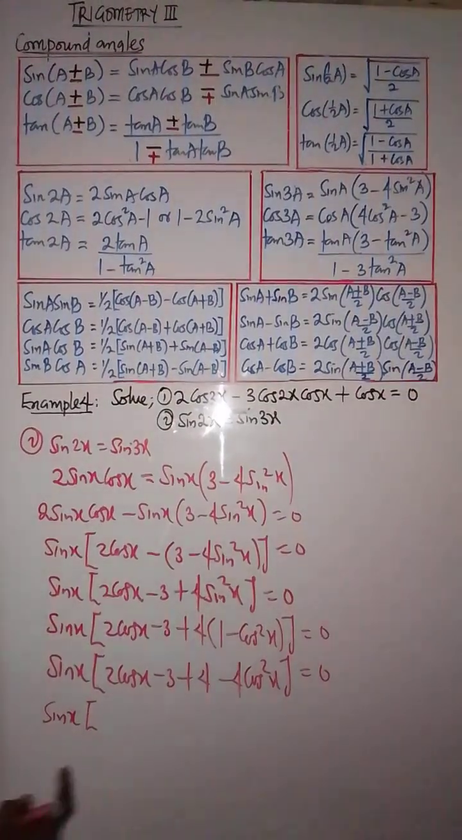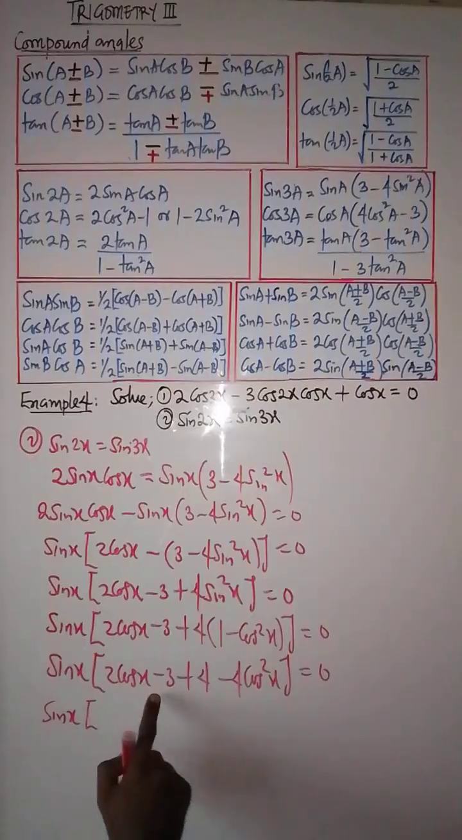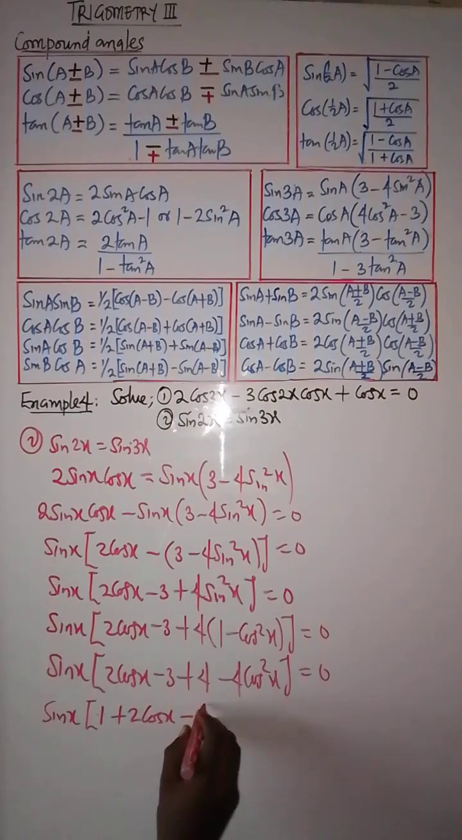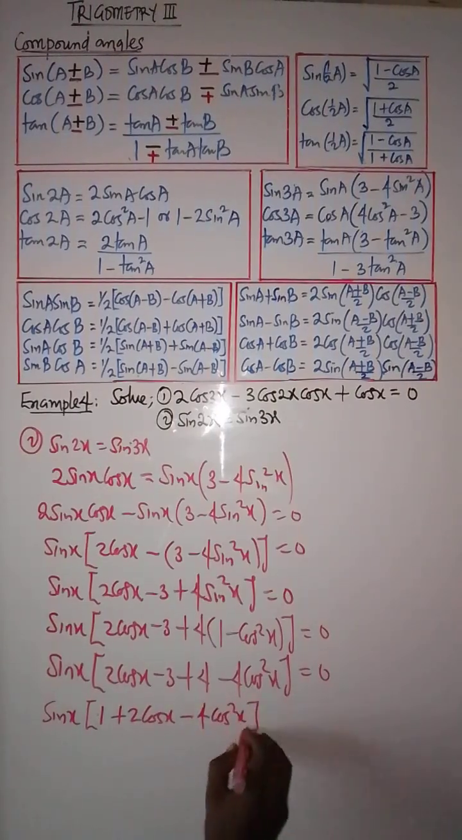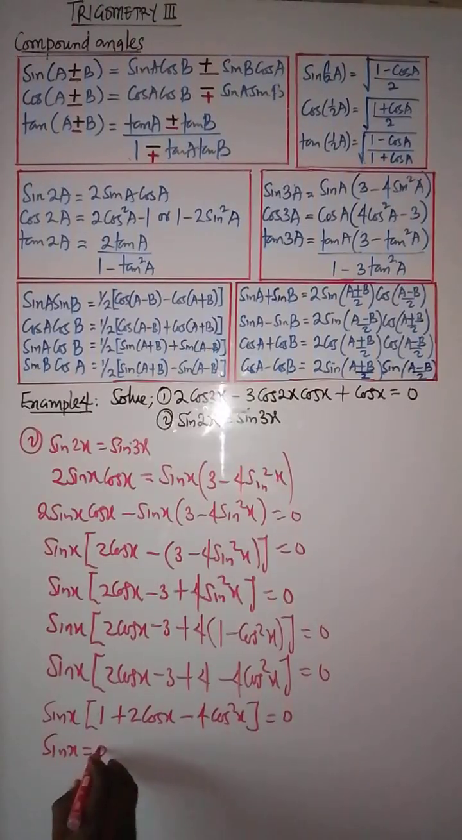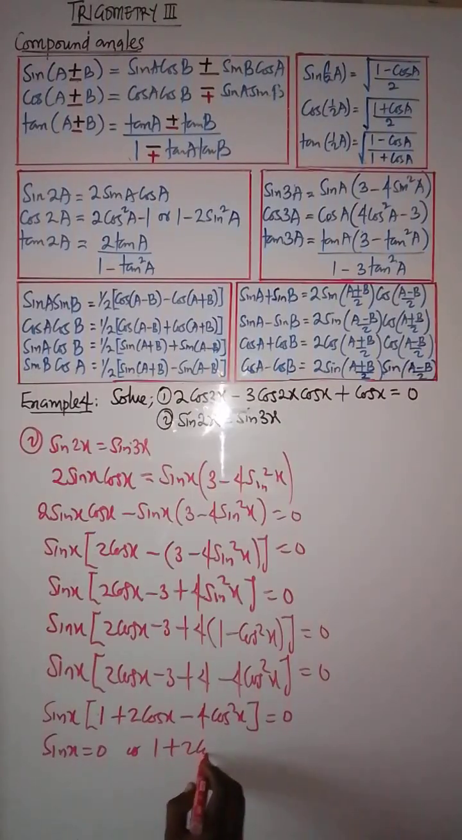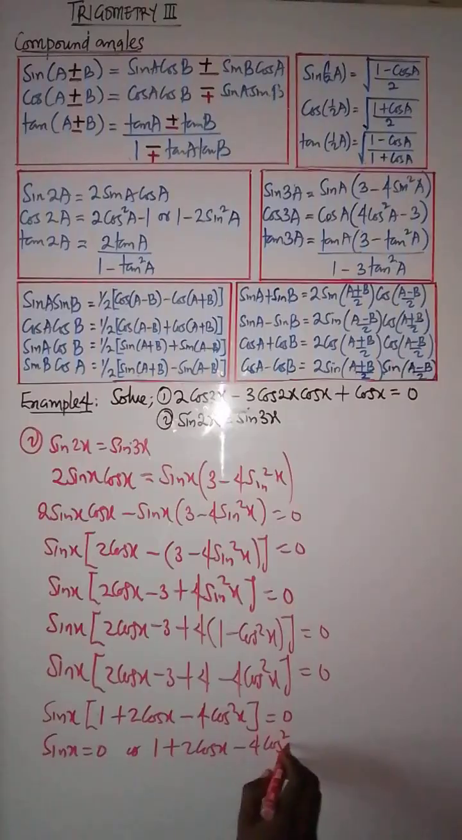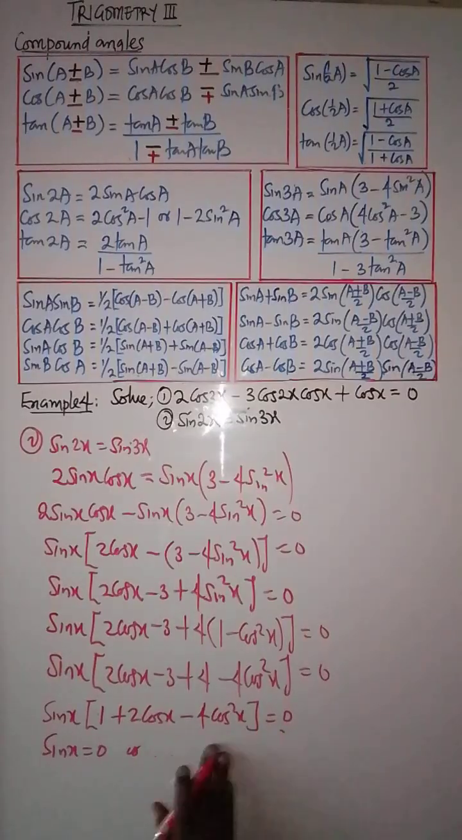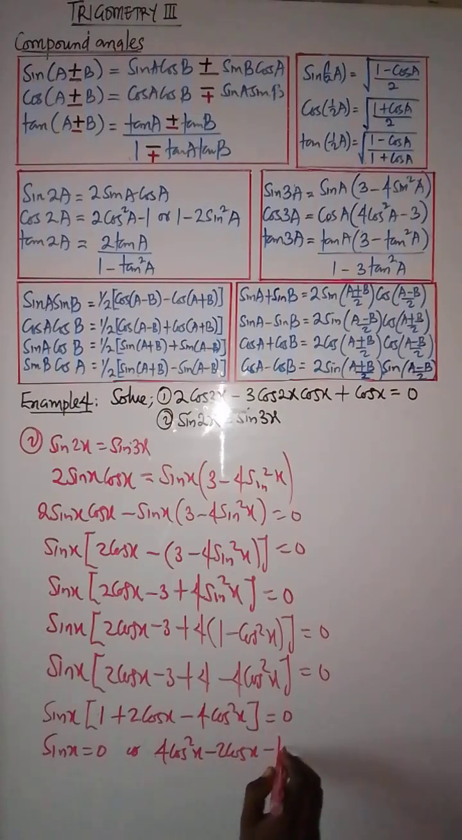So what can we do? We can actually take it from here. Minus 3 plus 4 is 1 plus 2 cos x minus 4 cos square x. Then let's equate both to 0. So it means sine x is 0, or 1 plus 2 cos x minus 4 cos square x is also 0. Or we can bring everything to the other side, or multiply it by minus 1. So this becomes 4 cos square x minus this. So we can write this one as 4 cos square x minus 2 cos x minus 1 equals to 0.